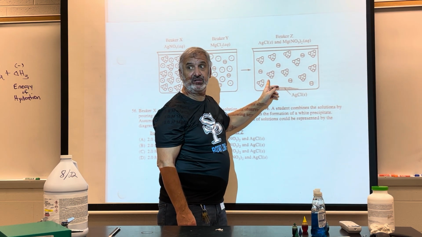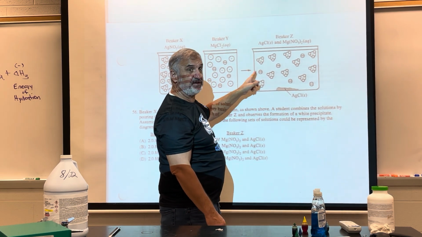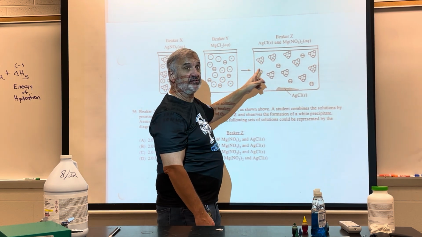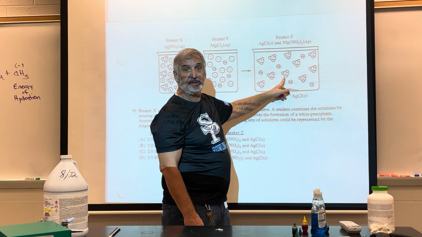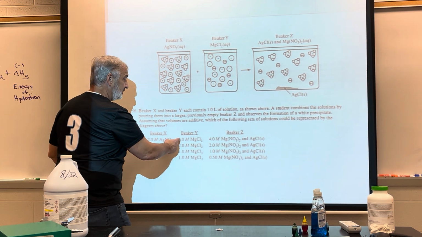You just following me on that? You have 5 magnesiums here, they're spectator ions, 5 magnesiums there. The 5 magnesiums here are in 1 liter, the 5 magnesiums here are in 2 liters. So what happened to my concentration of the magnesium? It's half.